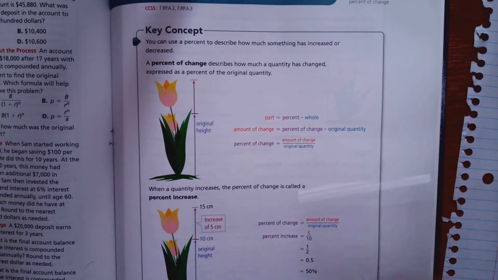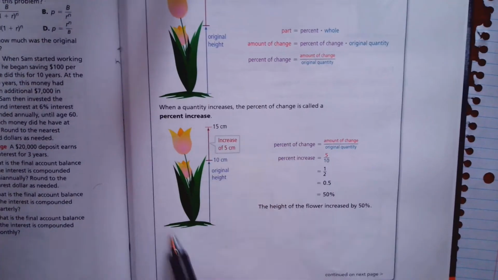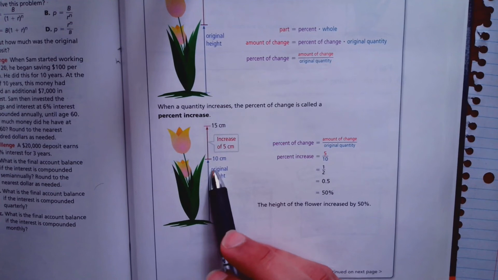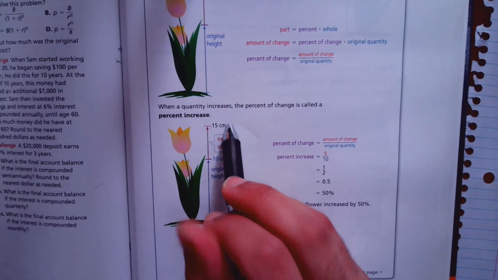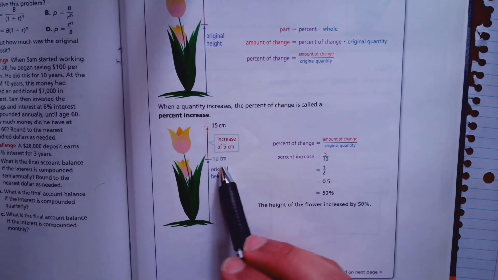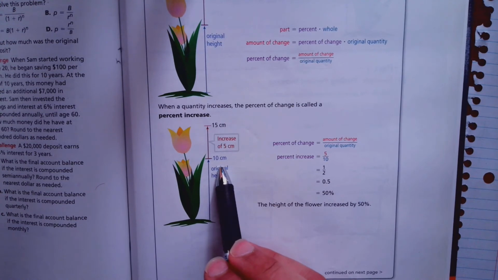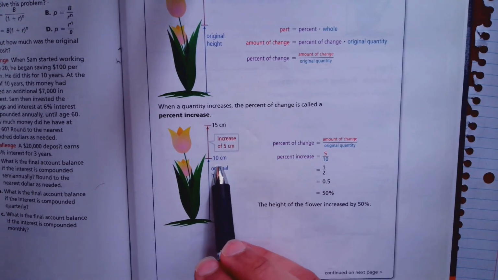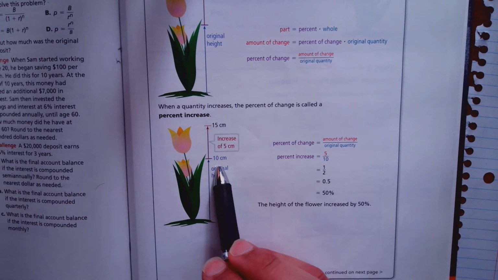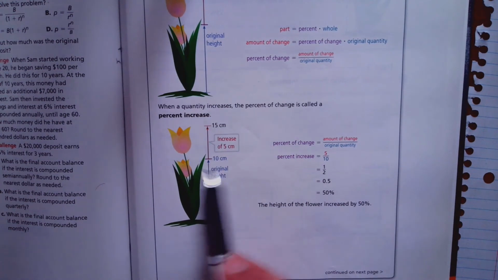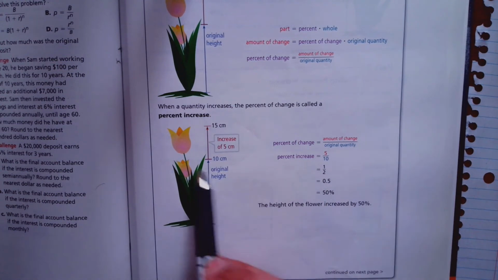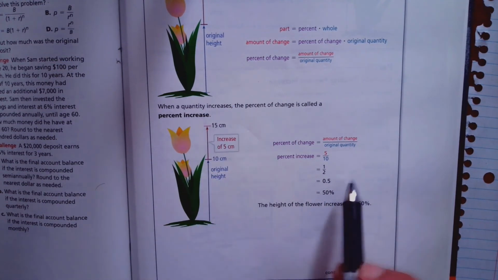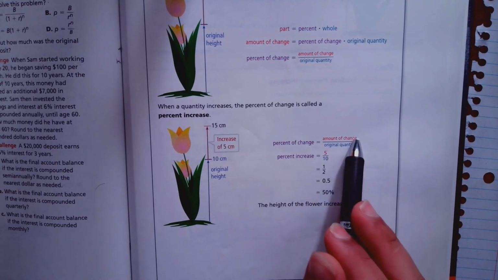So the original quantity, for example, if this flower is 10 centimeters and it grows to 15 centimeters, what would be our original quantity in this case? And why is it 10 centimeters? So if something is increasing, the smaller number is going to be the original quantity, right? Because it starts smaller and it becomes bigger. This third number that we have is the amount of change.